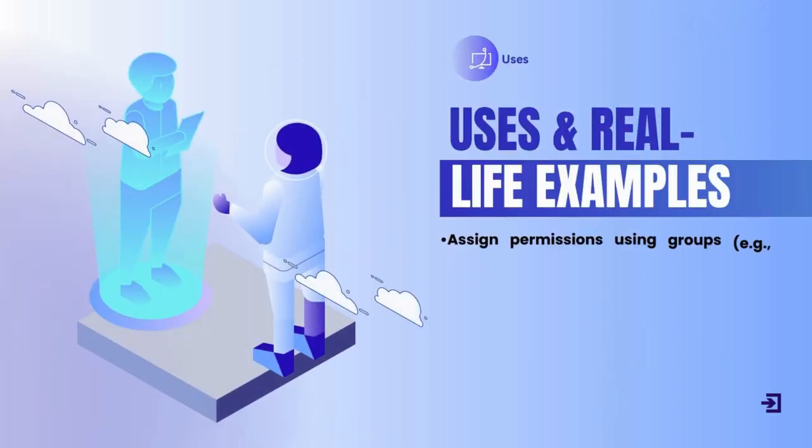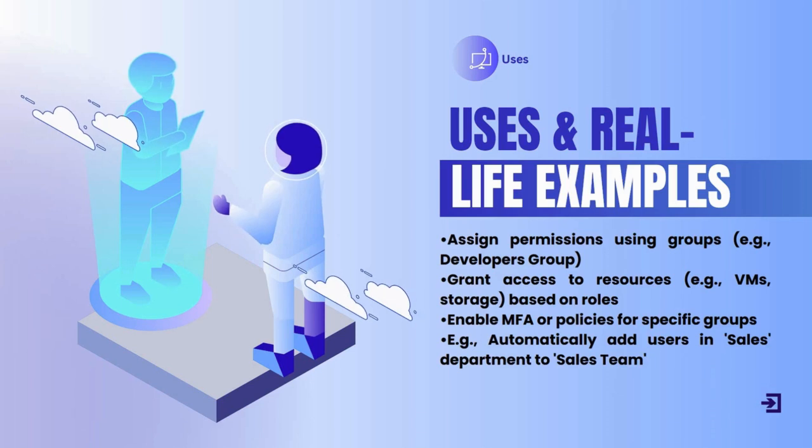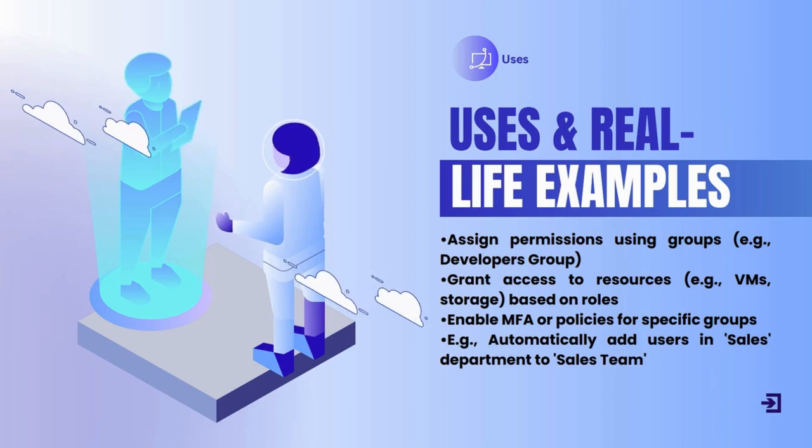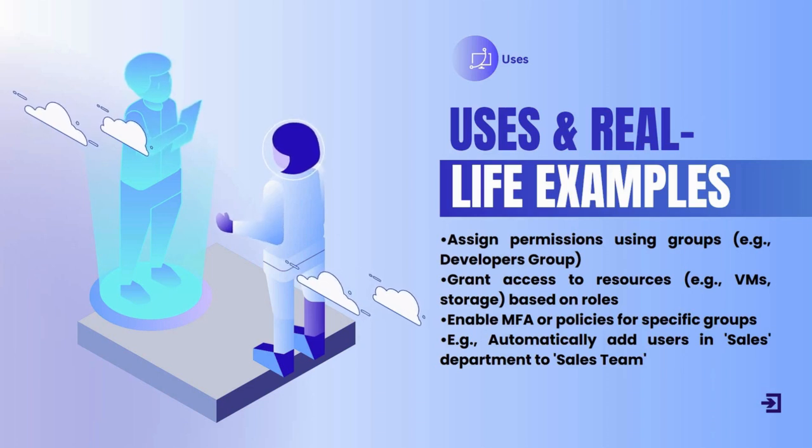Let's see some real life use cases. Common uses are giving developers access to specific virtual machines, enabling multi-factor authentication only for people working remotely, and auto-assigning sales staff to the sales team group based on department. For example, all users with sales in the department name are automatically added to the sales group, which gives them access to CRM tools.